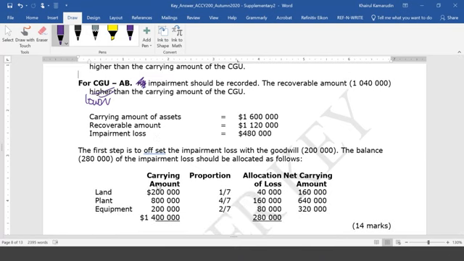So the carrying amount of assets in this context is 1.6 million. The recoverable amount is 1.12 million. So the impairment loss is 480,000. The first step is to offset the impairment loss with goodwill. So I'm going to minus this with goodwill, and that gives you your balance of impairment loss, 280,000. You're going to share this loss with 3 types of assets. So this is your total, 280,000. And then you're going to determine how you're going to share this.